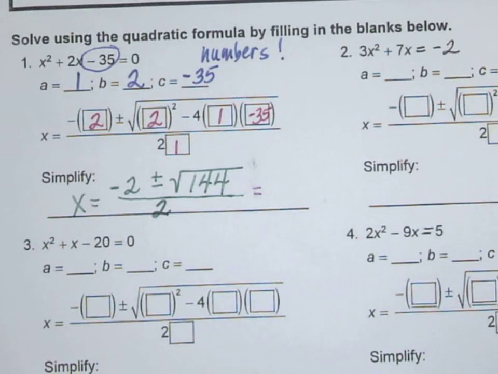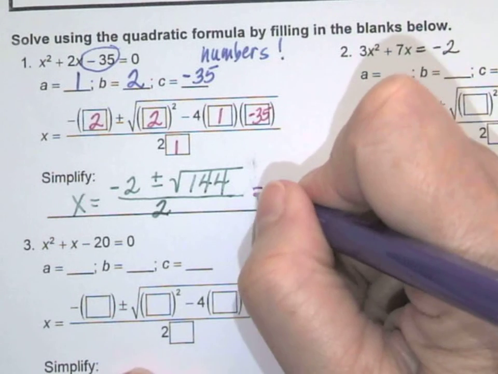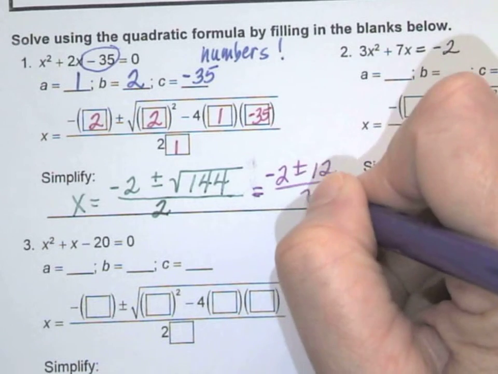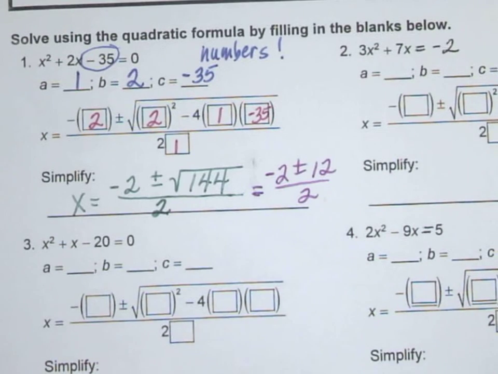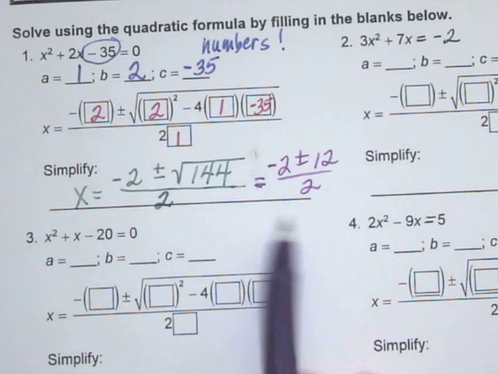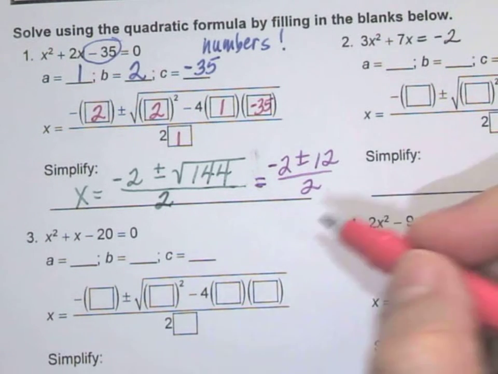It's a perfect square, and I'm going to put a list of perfect squares on Canvas for you. So I have negative 2 plus or minus 12 over 2. This would be a really awkward way to leave my answer since I know I can simplify that. I can do basic math and simplify it. I have to do two problems though.